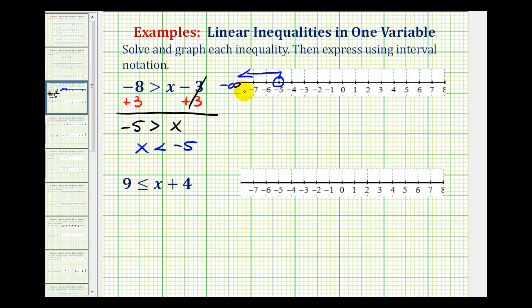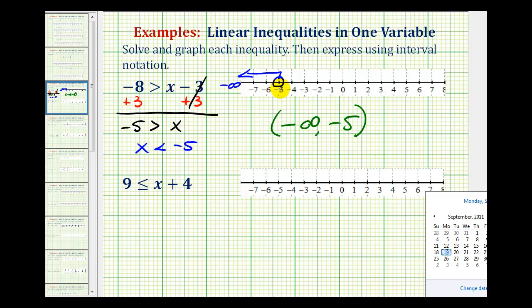Using interval notation, we'll use the negative infinity and the negative 5. We'll use a rounded parenthesis for negative infinity, and since it does not include negative 5, we'll also use a rounded parenthesis. If it did include negative 5, we would use a square bracket.